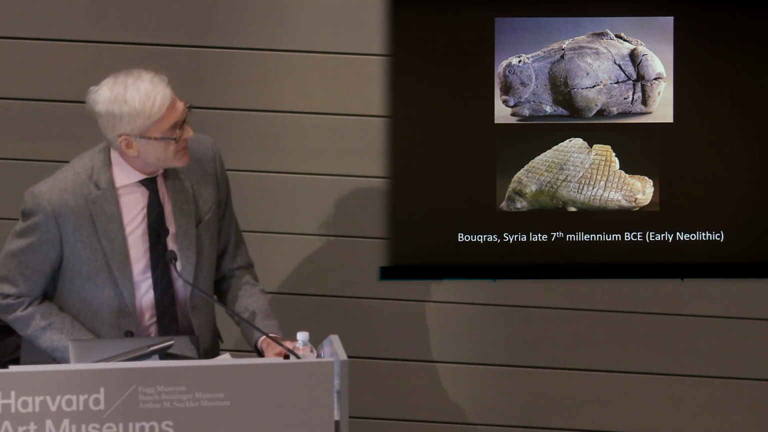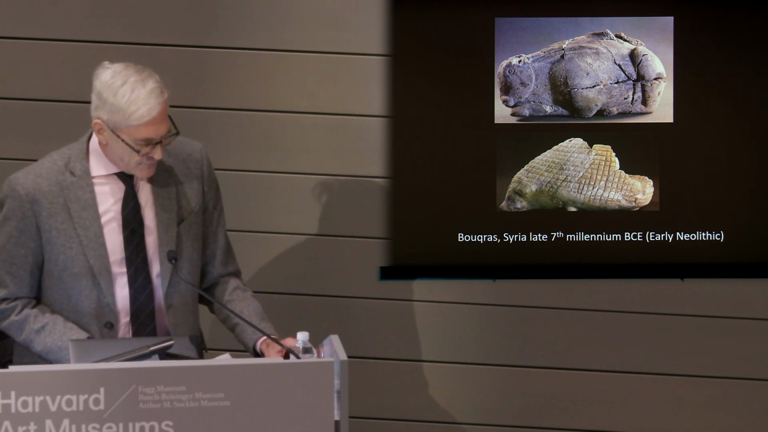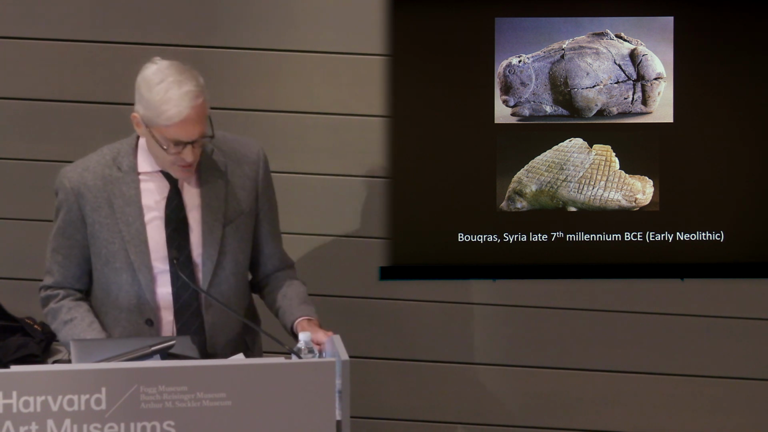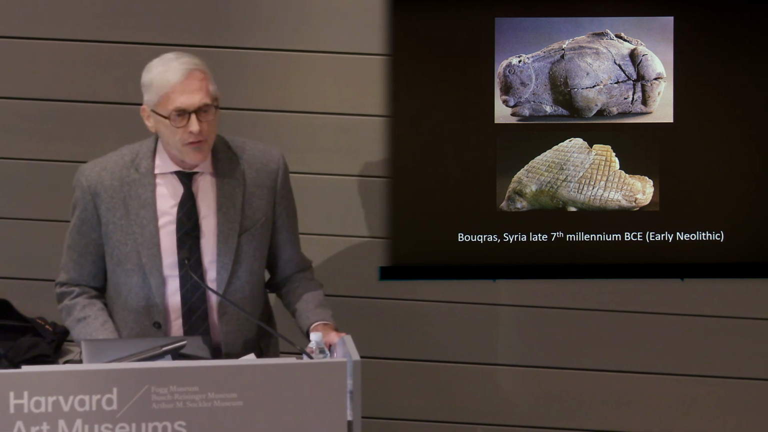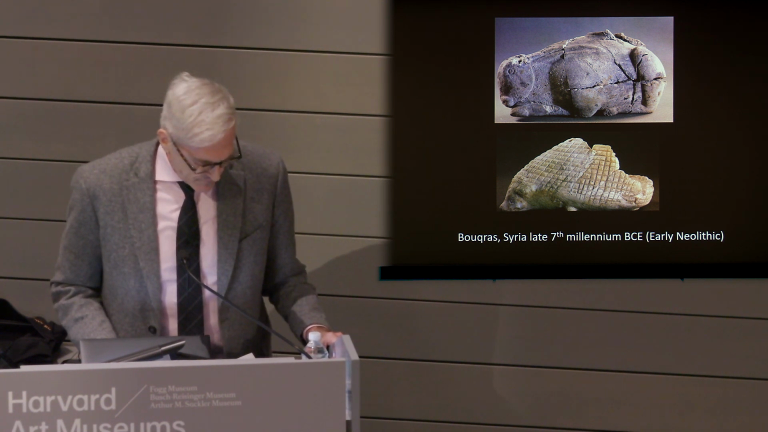Dating to the later years of the 7th millennium, during the Neolithic era, Bukras was a village of herders whose diet, according to the organic remains from the site, was largely dependent on animals, rather than the rapidly developing agriculture-based society emerging elsewhere in the region.